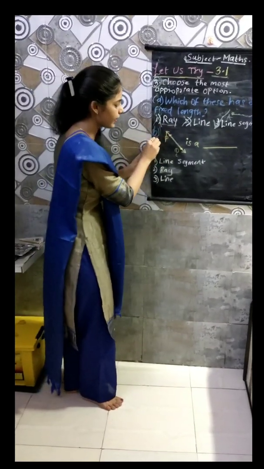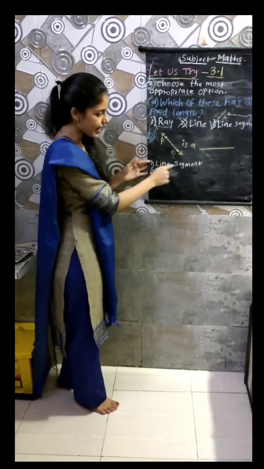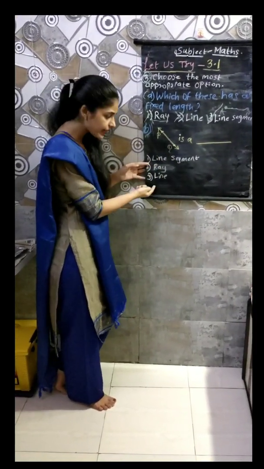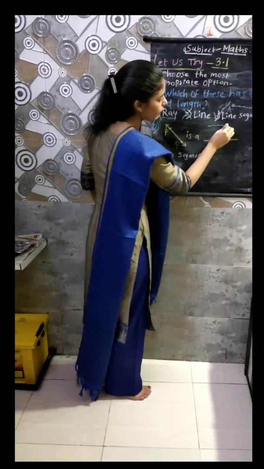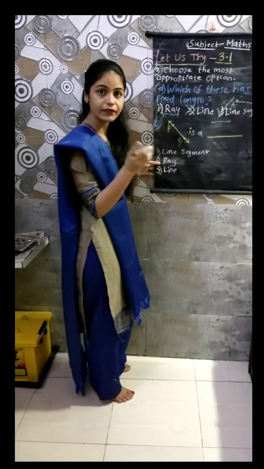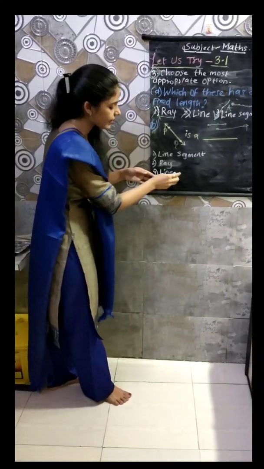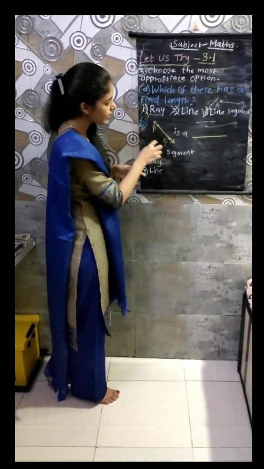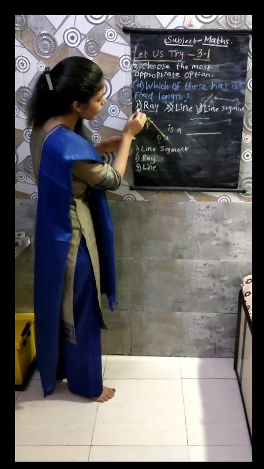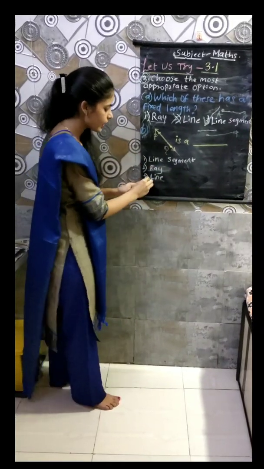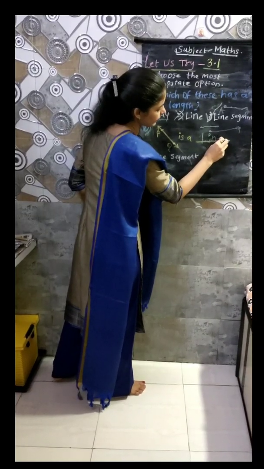Let's move ahead. Question number 2: This figure is a dash. What is this? Is it a line segment, ray or a line? A line segment has 2 definite end points, and a ray starts from one point and extends endlessly. And a line has no end. So in this we observe that there is no end to this line. So here the correct answer is line. So here we have to write line.